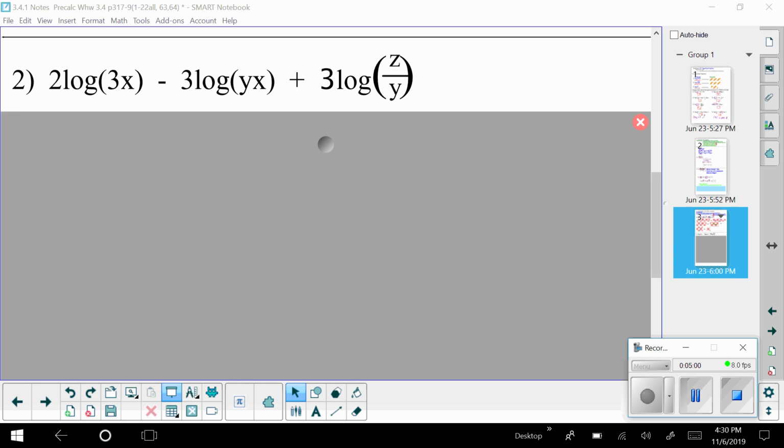Okay, for problem number 2, I want you guys to give this one a shot on your own. So get the problem written down. It's 2 times the log of the quantity 3x minus 3 times the log of the quantity yx plus 3 times the quantity log of z over y. So go ahead and write this one down and give it a shot. Pause the video.